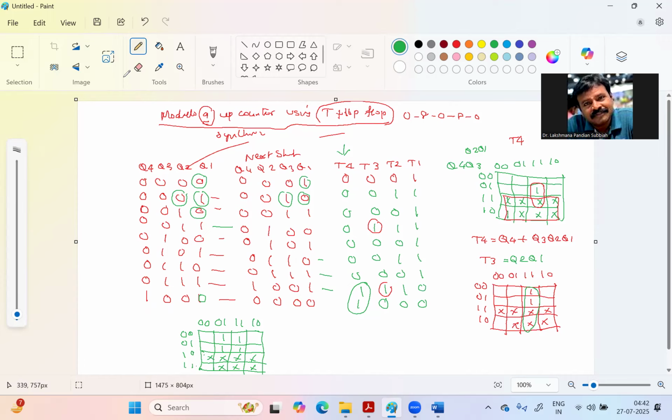So after 8, right, this 8 is 0. Then all others are don't care. Now here you take this one as this is grouped together. Now you will get that one as T2 equal to only Q1. Right. Next, we'll go for T1.